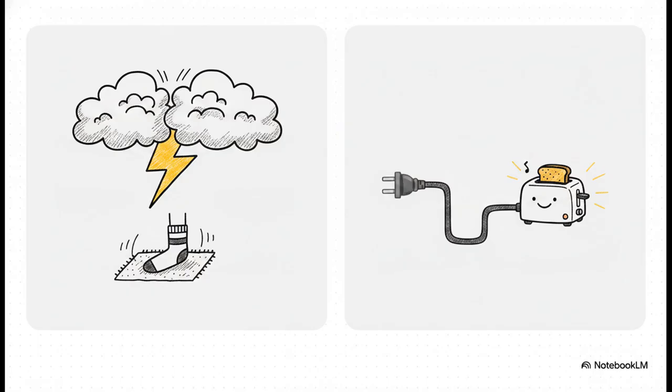First up is static electricity. This is caused by friction. Think about shuffling your socks on a carpet in the winter, or giant storm clouds crashing together up in the sky. It builds up this huge amount of stored energy, and then bam! It releases in one sudden massive discharge, like a lightning bolt.